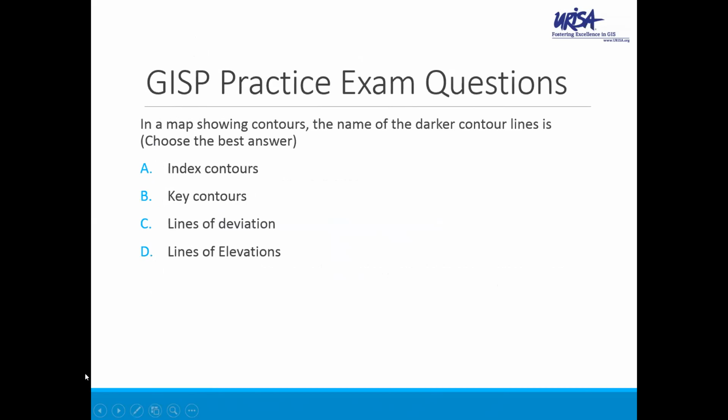So I included a few GISP practice exam questions from the cartography and visualization section, and I'm just going to read through these pretty quickly. So the first example is in a map showing contours. The name of the darker contour line is, choose the best answer. For this one, it's A, index contours. Again, these practice exam questions are just to give you a feel of what you might see in the cartography and visualization section.